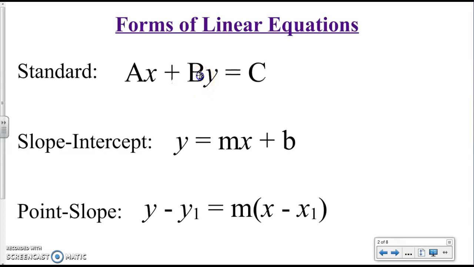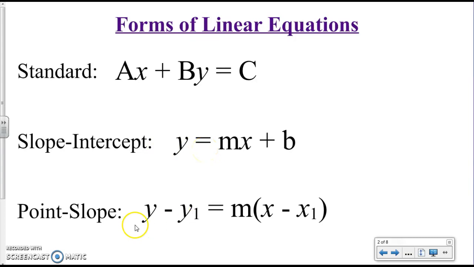We haven't talked about standard form for a while. We talked about this last unit, ax plus by equals c. Slope intercept form is y equals mx plus b, and then point slope form is y minus y1 equals m times x minus x1. So these are the three forms we need to look at. You need to read the directions to figure out which form you should be changing to.